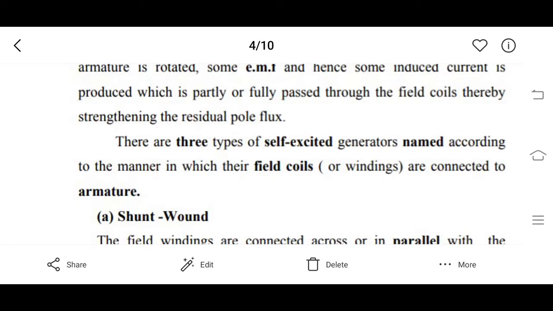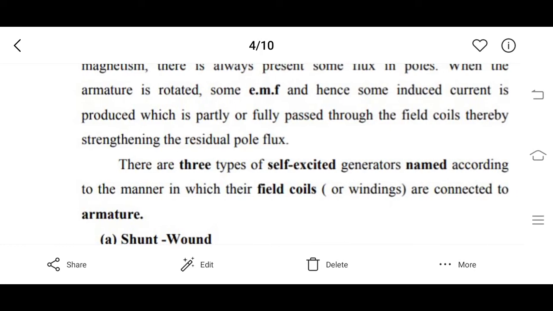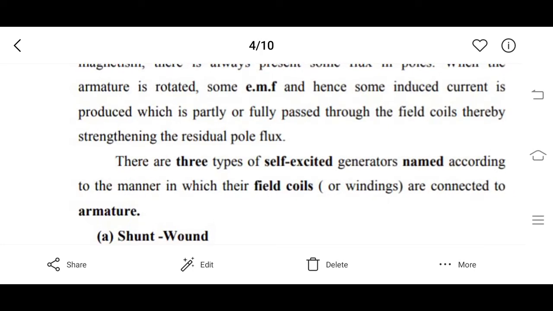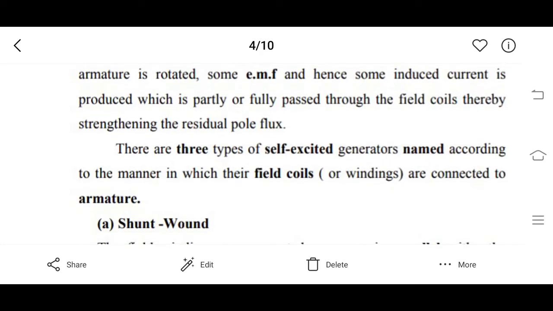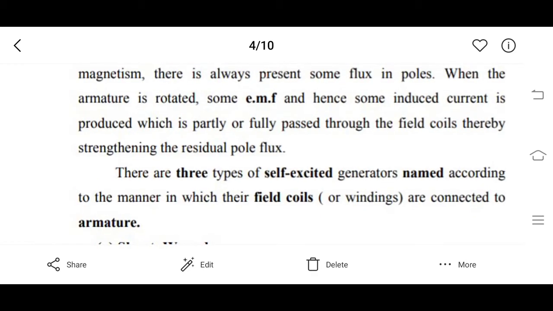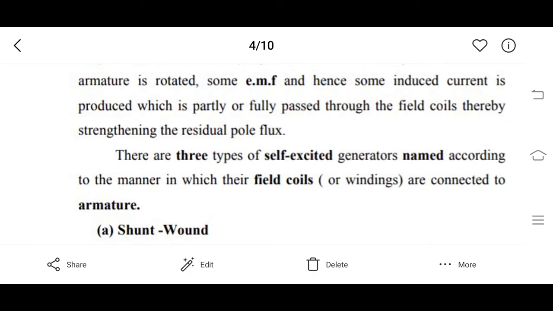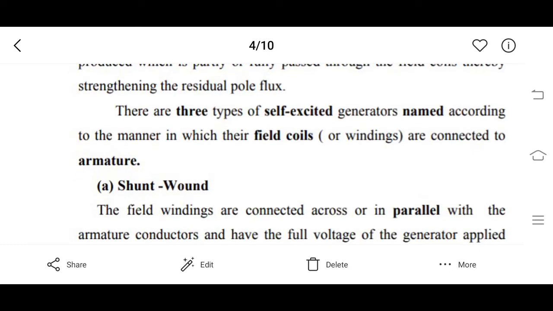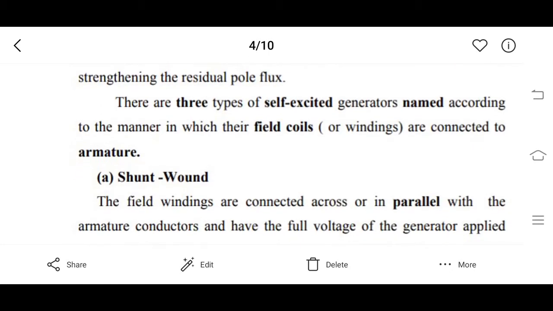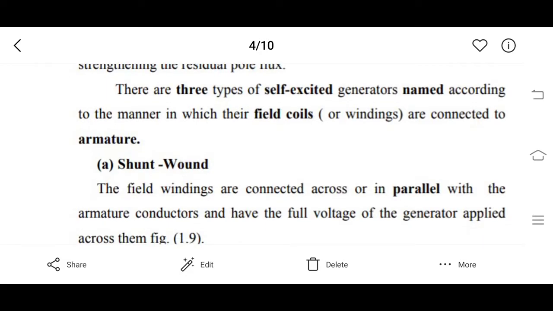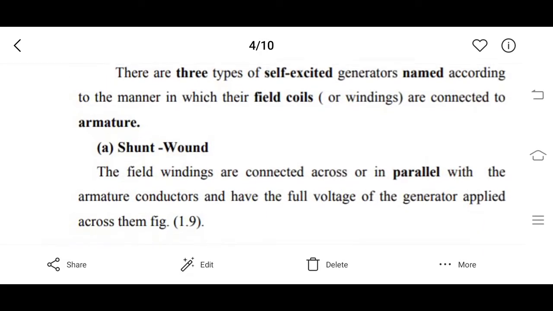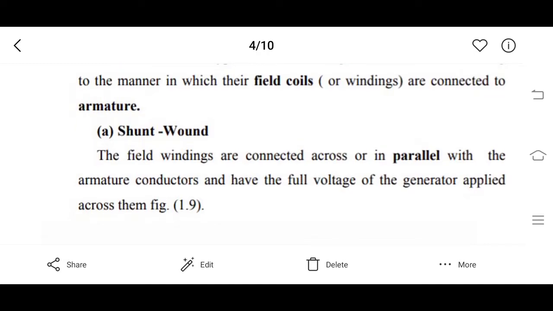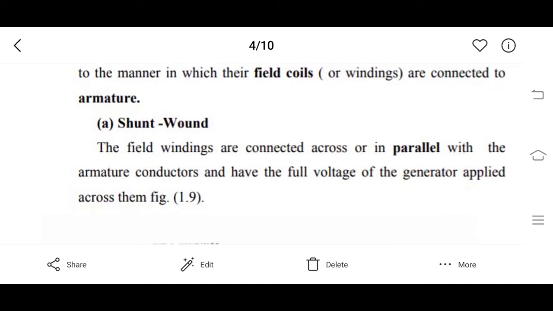When the armature is rotated, some EMF and hence some induced current is produced, which is partially or fully passed through the field coils, thereby strengthening the residual pole flux. There are three types of self-excited generators, named according to the manner in which their field coils or windings are connected to the armature.